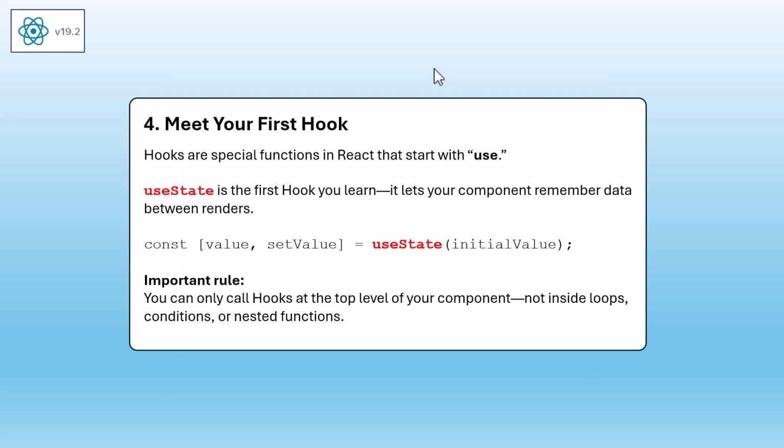4. Meet your first hook. The term hook refers to special functions in React that start with the word use. They can only be used while React is rendering, and they let your component hook into specific features like state, effects, or context. There are rules about hooks. You must call them at the top level of your component, not inside loops, conditions, or nested functions. Think of hooks as declarations of what your component needs, just like imports at the top of a file.